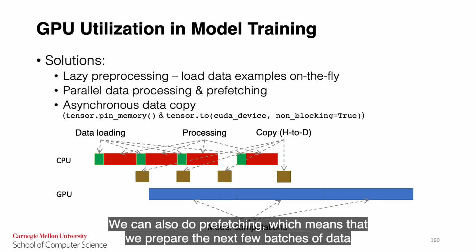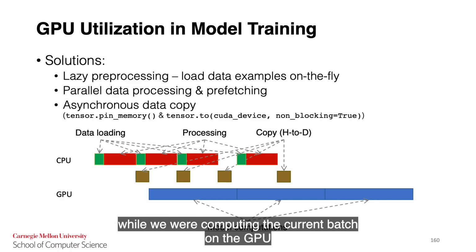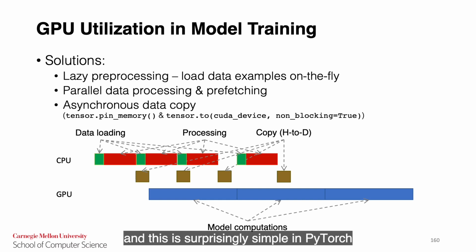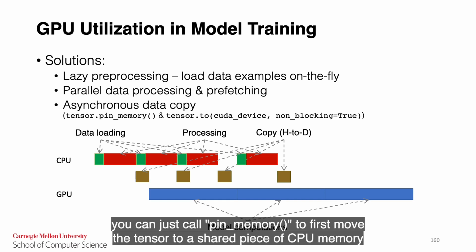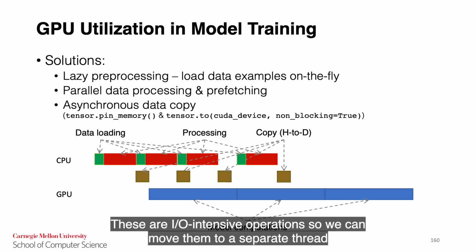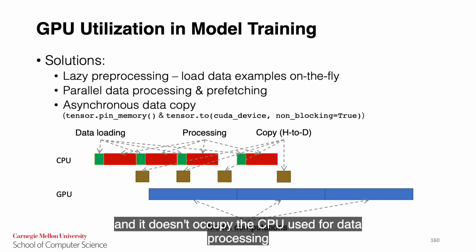We can also do prefetching, which means that we prepare the next few batches of data while we are computing the current batch on the GPU. This increases the overlap between CPU and GPU compute. And finally, on the issue of data movement, one thing that we can do is asynchronous copies. This is surprisingly simple in PyTorch. You can just call pin memory to first move the tensor to a shared piece of CPU memory, and then call tensor.to with non-blocking set to true. These are I/O-intensive operations, so we can move them to a separate thread, and it doesn't occupy the CPU used for data processing.